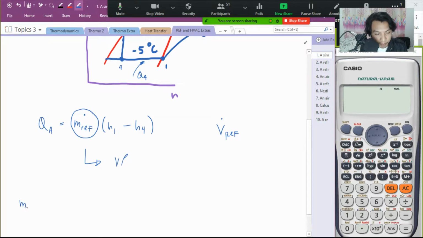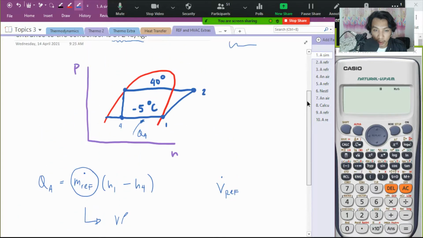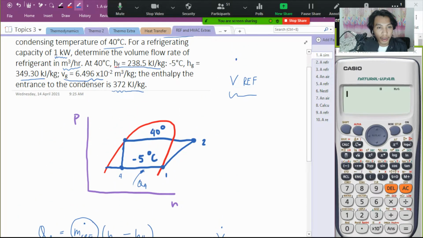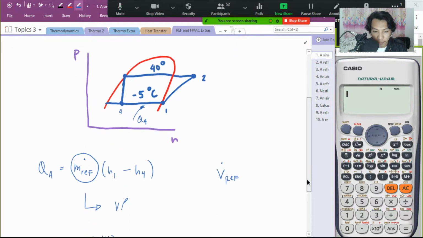So MREF equal to 1 kilowatt ang binigay sa'yo dyan. 1 kilowatt per H1 minus H4. So H1, nasaan na H1 mo dyan? Tignan natin. So this is H1. Ayun, H1. And this is H4. Kasi nandito siya HF eh. Okay? Equal lang yan. Okay? Constant enthalpy ang ibig sabihin. This is constant enthalpy line na pag nag-pass through ng iyong expansion valve. Okay?